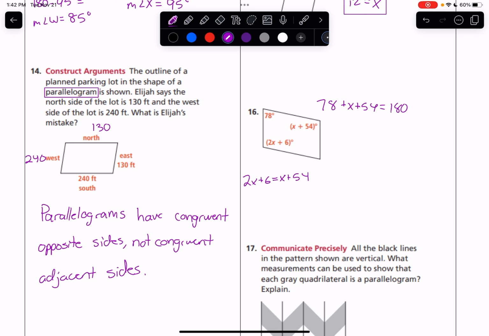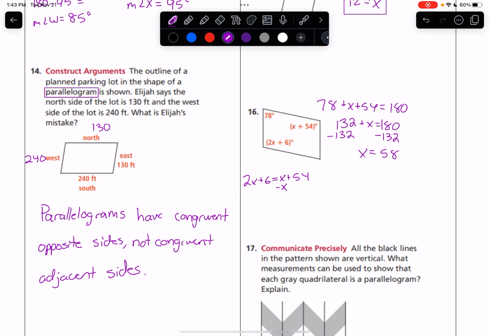So if I solve it the first way, 78 plus 54, that's going to be 132 plus x equals 180. Subtract 132 from both sides. X equals 58 degrees. And if I do 2x plus 6 equals x plus 54, it should be the same thing. And it's actually not x equals 58 degrees. It's just x equals 58. It's not a degree measure.